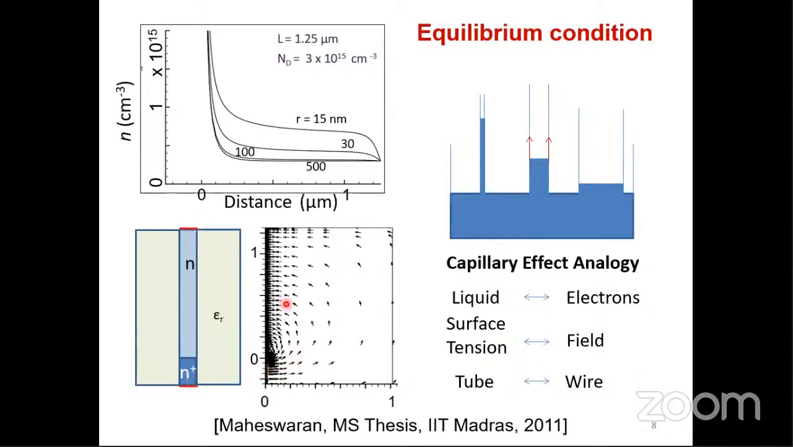This is how the field is there. Now, where is the field starting from? It is starting from the n plus region here, and it is terminating on n. Can anybody tell me why? Please see that no voltage has been applied here. No voltage is applied. Can you tell me what is the origin of this field? Why is this field there? Anyone?